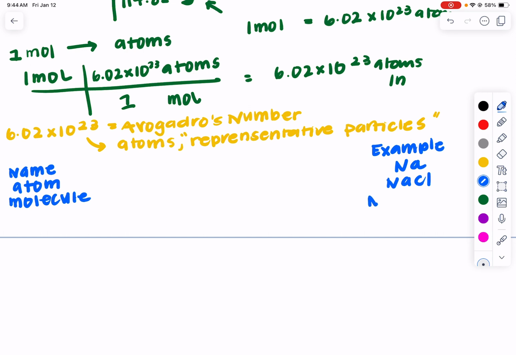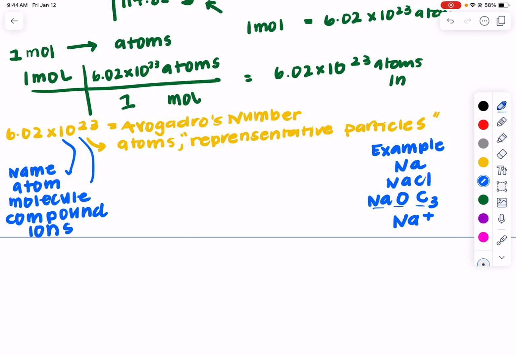If we have something like NaOC3, this is now 3 elements, so it's a compound. So we'd have 6.02 times 10 to the 23rd compounds. If we had Na+, this is no longer an atom now, this is an ion. So this number doesn't change but the name of it changes depending on what we have.